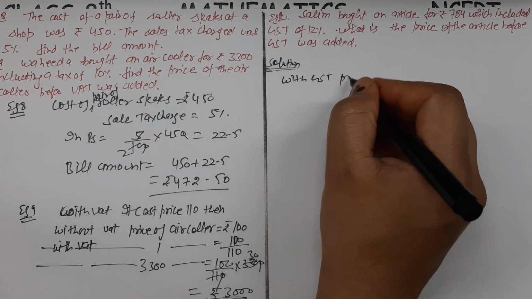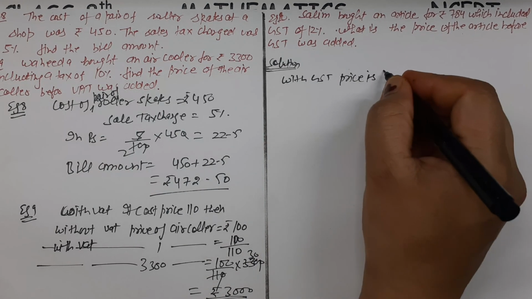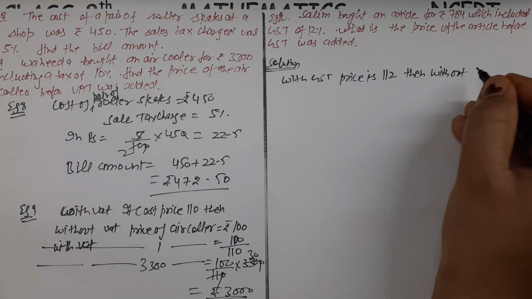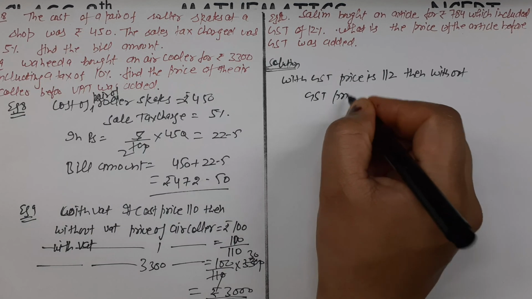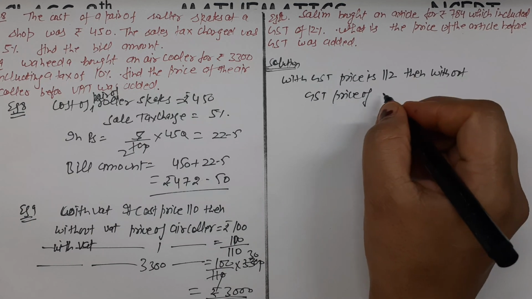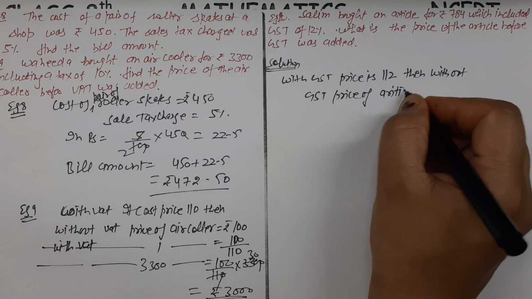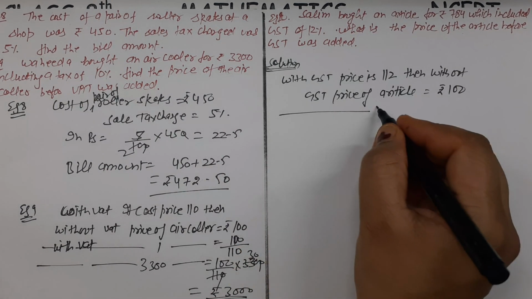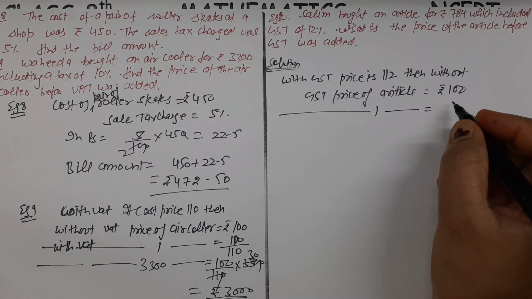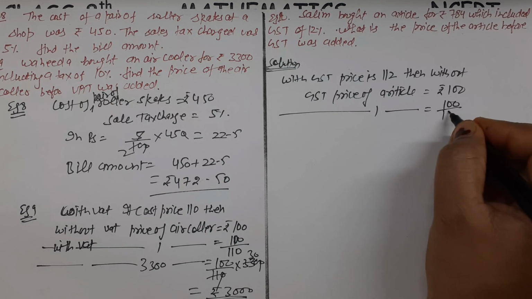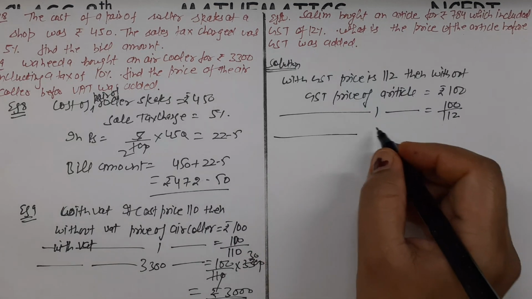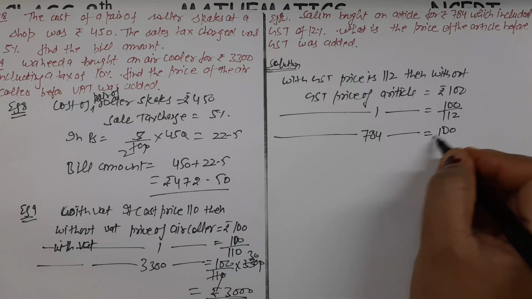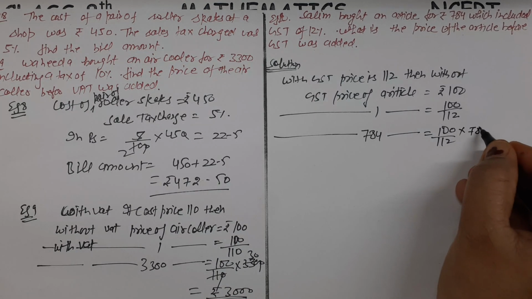With GST, price is 112, then without GST, price of the article is rupees 100. With GST, if price is 1, then without GST, price of the article is 100 by 112. With GST, if price is 784, then without GST, price of the article is rupees 700.